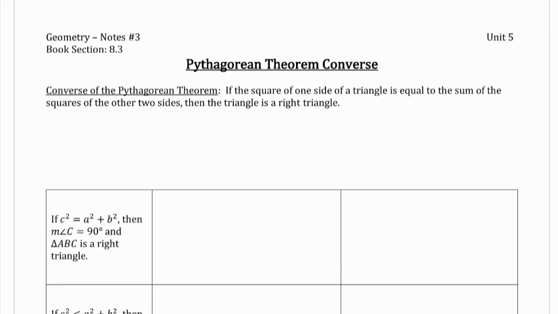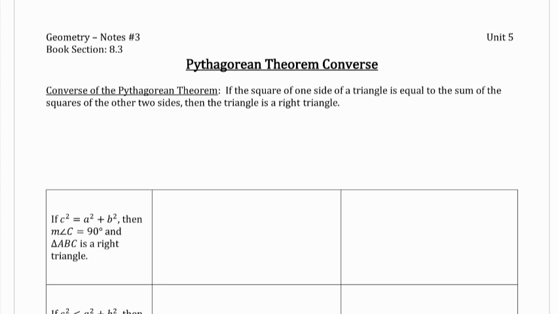Okay, so we all know the Pythagorean theorem. We talked about that a couple days ago. The Pythagorean theorem basically says if we have a right triangle, then we can add the squares of the two legs, and that's equal to the square of the hypotenuse, or a squared plus b squared equals c squared.